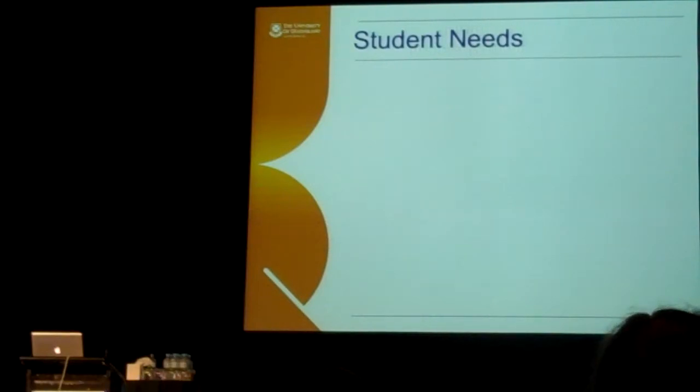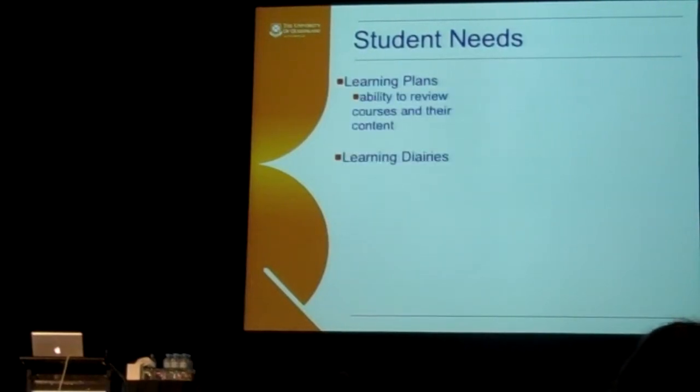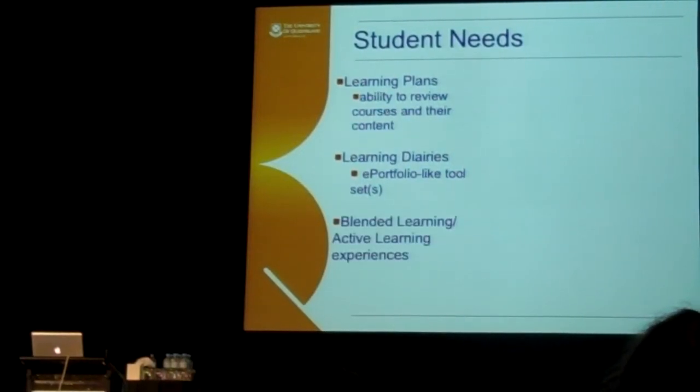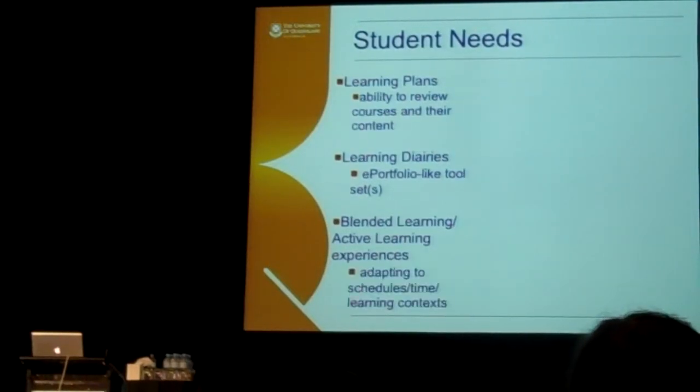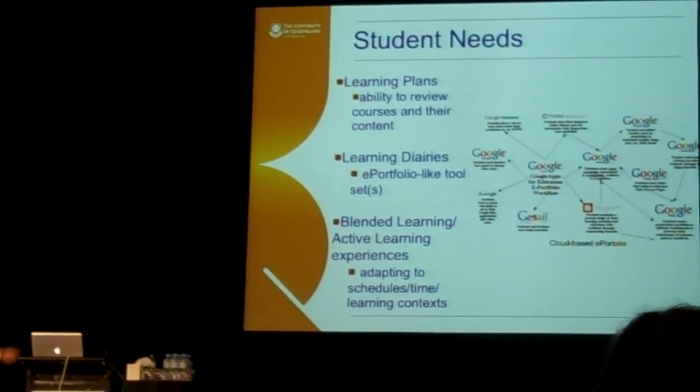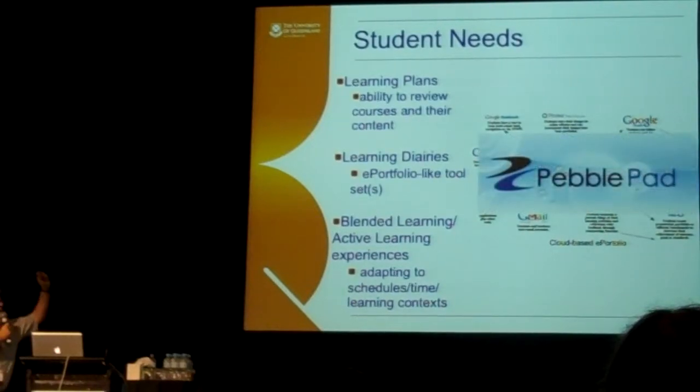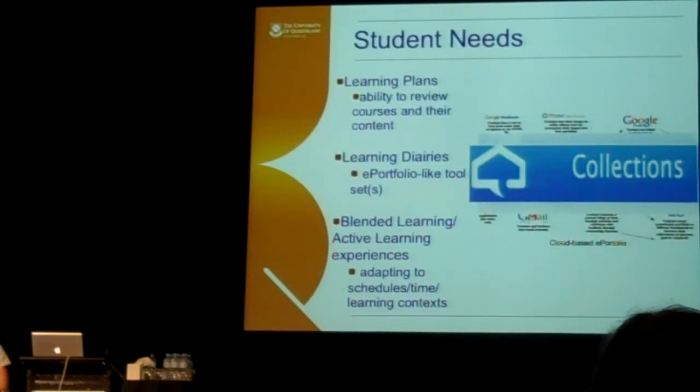So what do students need in the process of engaging in this way? They need learning plans. They need learning diaries, if you will, or e-portfolios, or e-portfolio-like tool sets. They need blended active engagements that involve both classroom and larger activities outside of it that allow for adaptive scheduling and flexibility of the learning context. And these might come from things like Google Apps, or they might come from PebblePad, or they might come from Mahara, or they might come from tools that we're building like collections, or any of a number of things that are available.